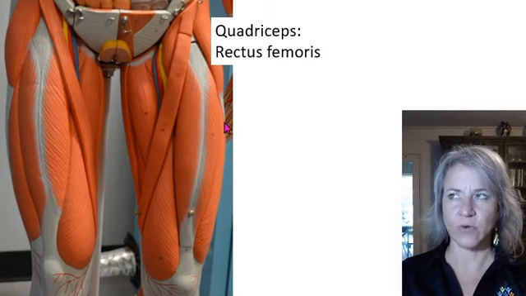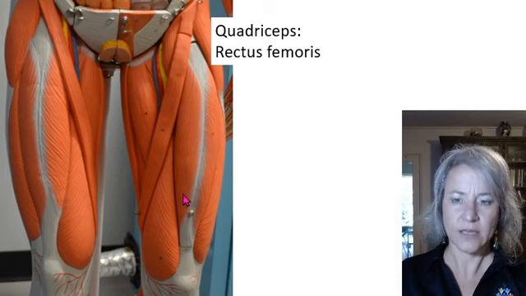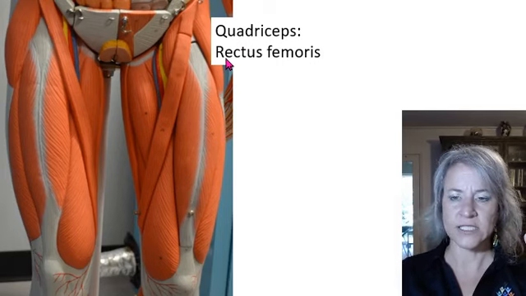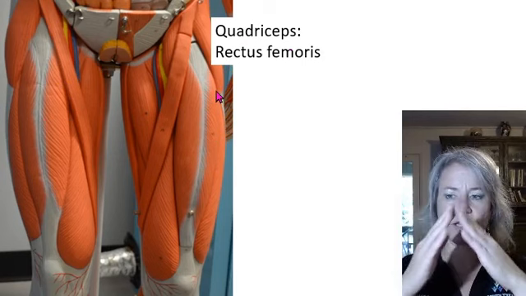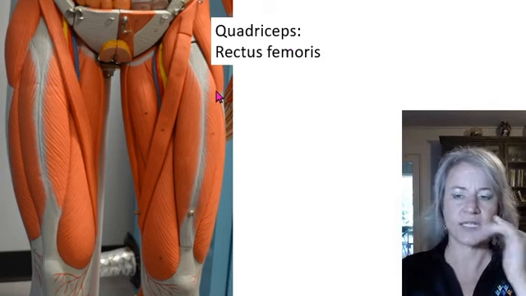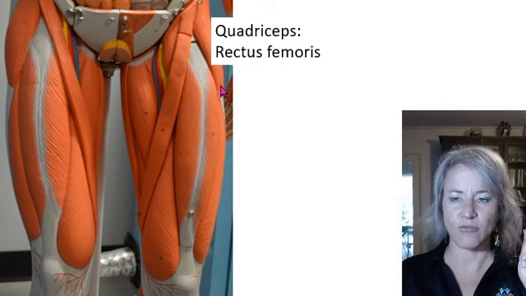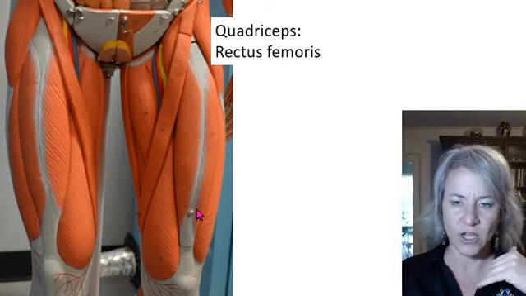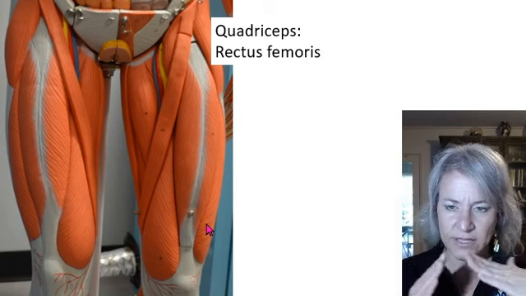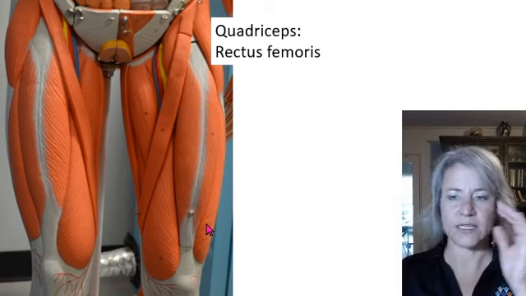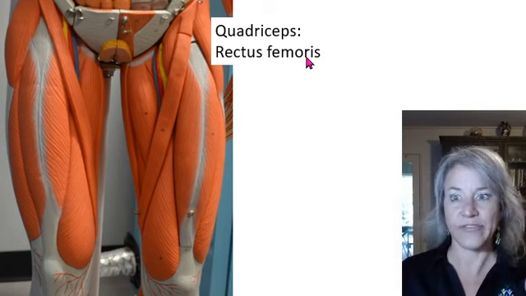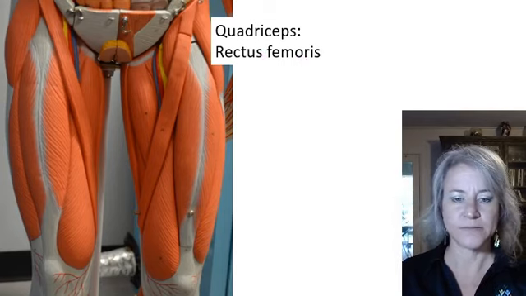Now I want you to know the name of this muscle, the one right here on top. That is the rectus femoris. The muscle fibers are kind of like going straight up, like erect. So this is how it gets its name, rectus femoris, because it's like going in that direction, like erect, straight up and down, and it's on the femur, rectus femoris.